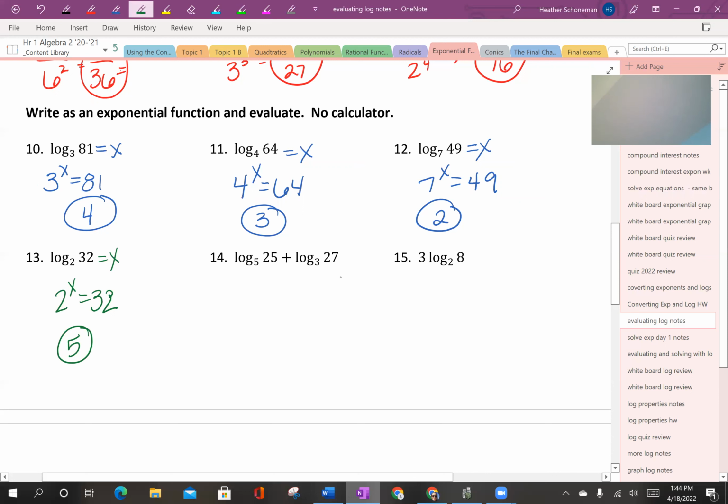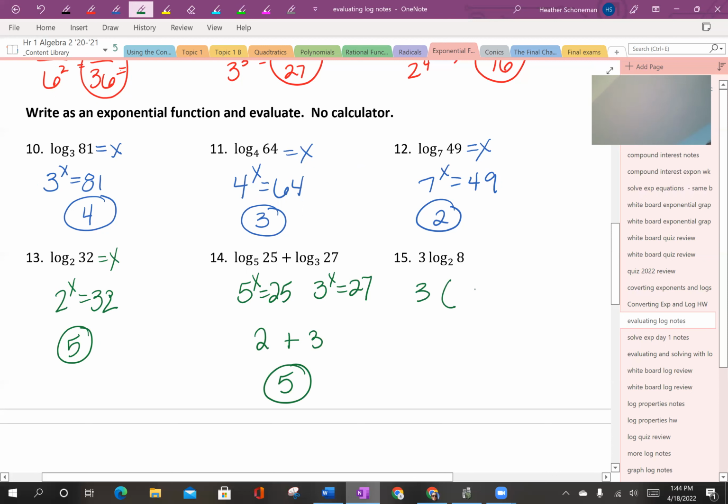Okay, over here, we've got to add the numbers, but we've got to figure out what they are first. So to help us figure out what they are, we can say 5 to the x equals 25. Well, that's got to be 2. This one we can think of as 3 to the x equals 27. Well, that's got to be 3. So when I add 2 plus 3, I just get 5.